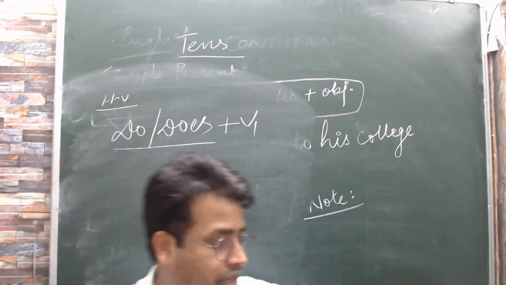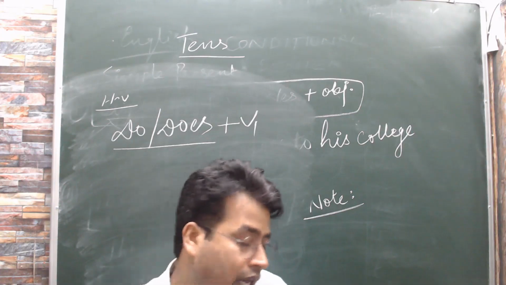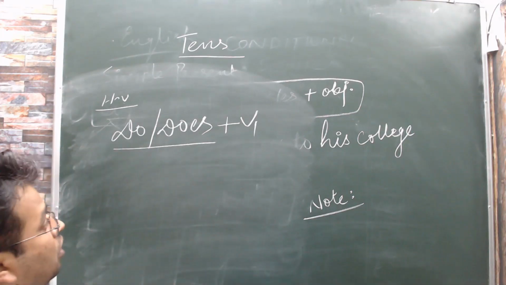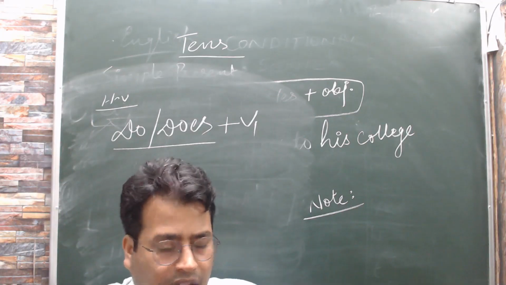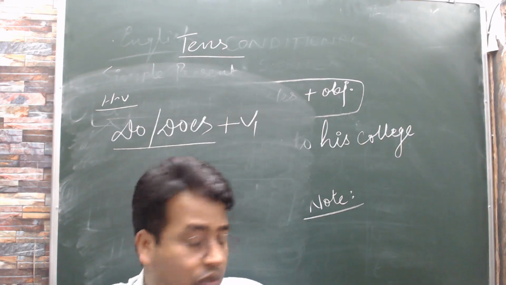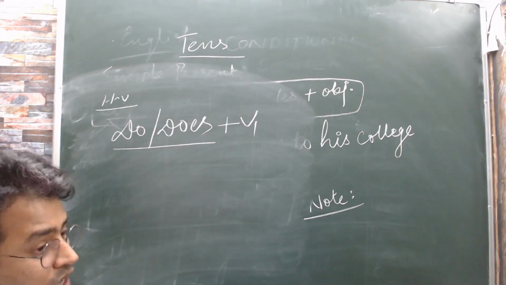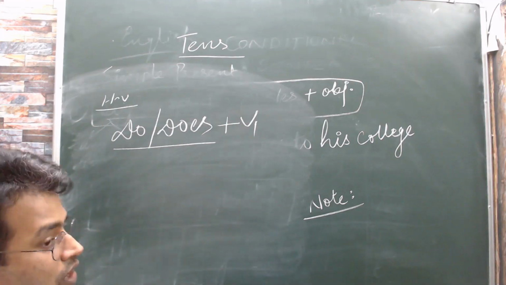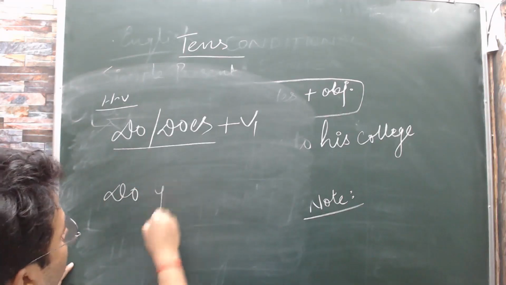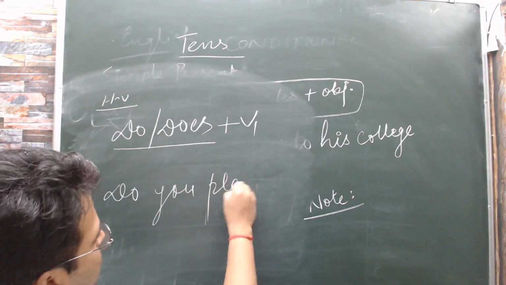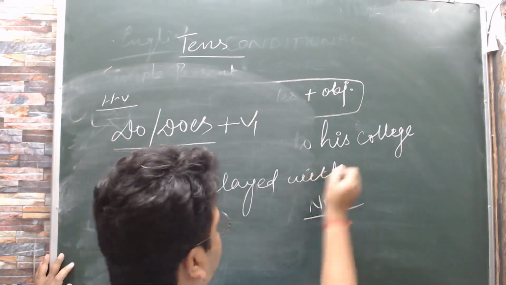Sometimes you find in your SSC question paper that in other types of sentence questions, with the do they are using verb second form, and all of these kind of errors. So you can now realize that with the do and does you always use verb first form. You can't use verb second form with them. Like if I say, do you played with him?